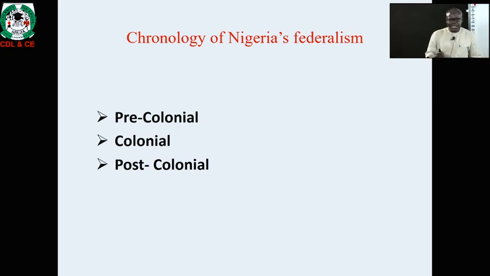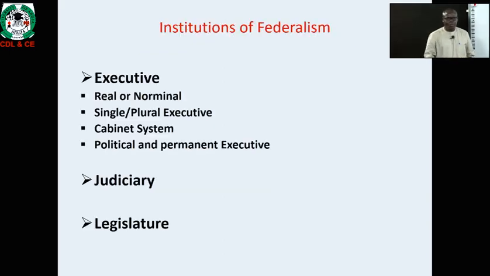Now, this is more of a chronology of the Nigerian federalist arrangement. The next section we are going into is the institutions of federalism. We have the executive, the legislature, and the judiciary. Of course, the executives are charged with the responsibility of ensuring the day-to-day running of government, and they are mostly elected to serve a particular term of office.